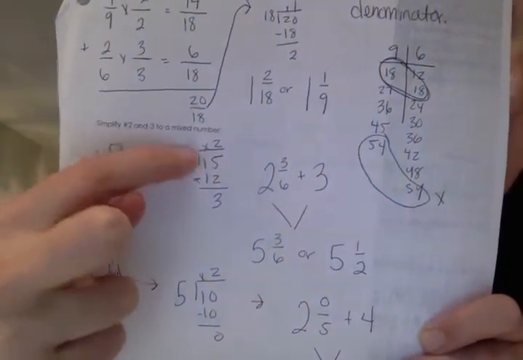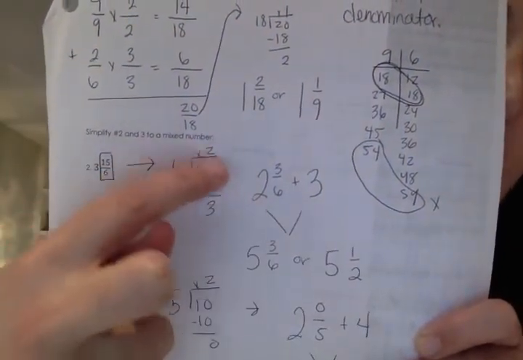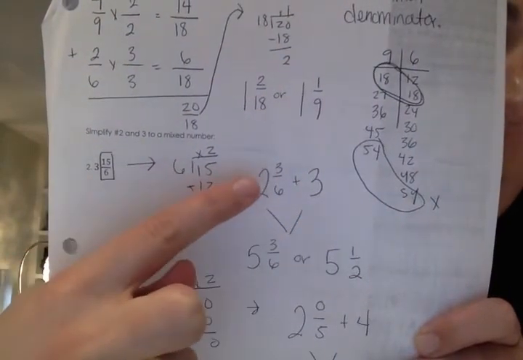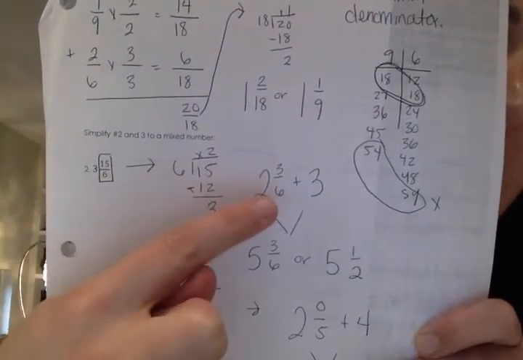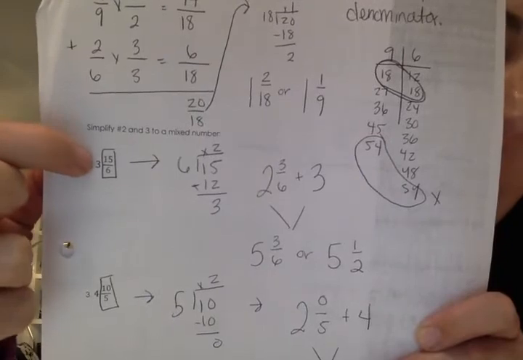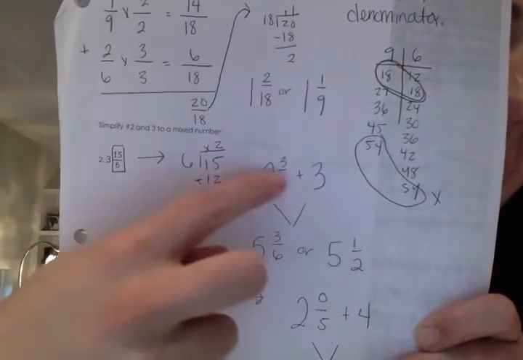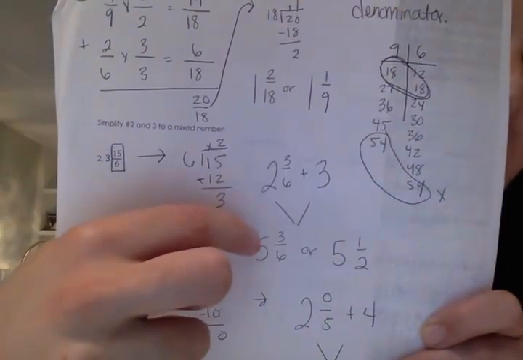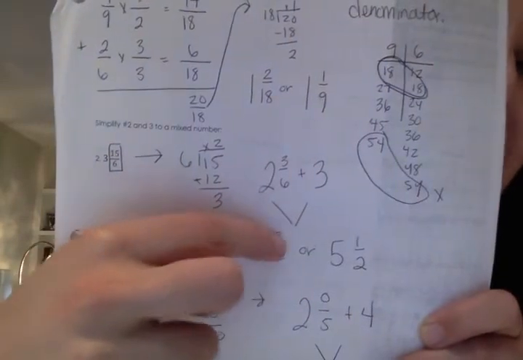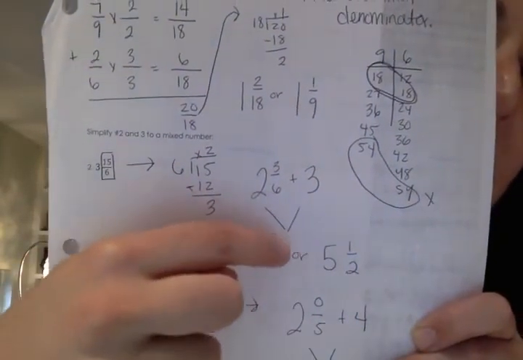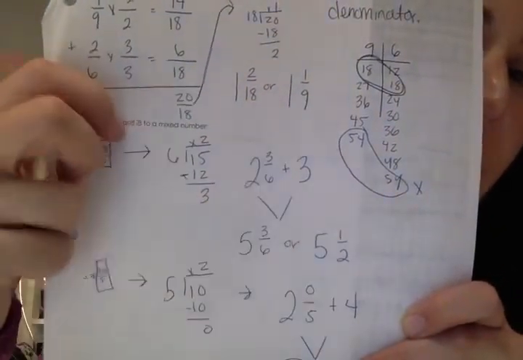2 times 6, 12. I have 3 left over. I write this part as a mixed number here. 2 is my whole number, 3 is my numerator, and 6 is my denominator. But I can't forget about that 3 that I started with. So I add 3. I get 5 and 3/6, and I can divide 3 and 6 by 3, so I end up with 5 and 1/2 in simplest form.